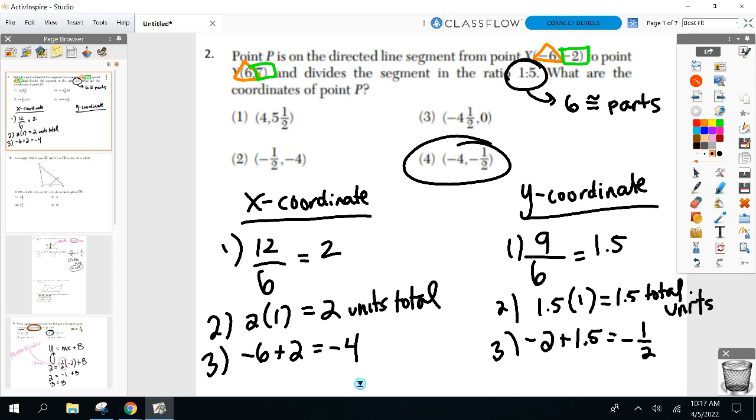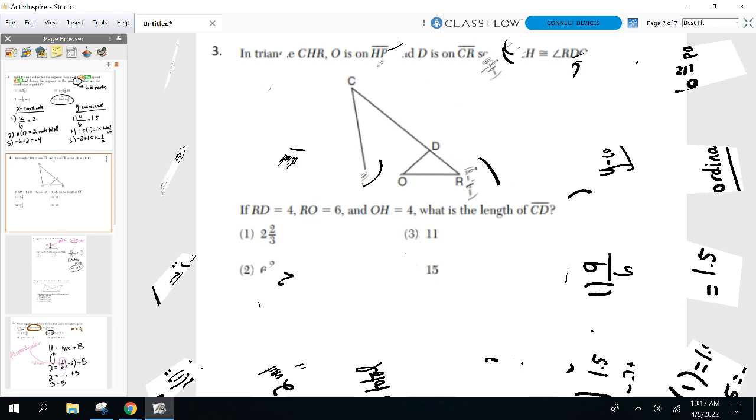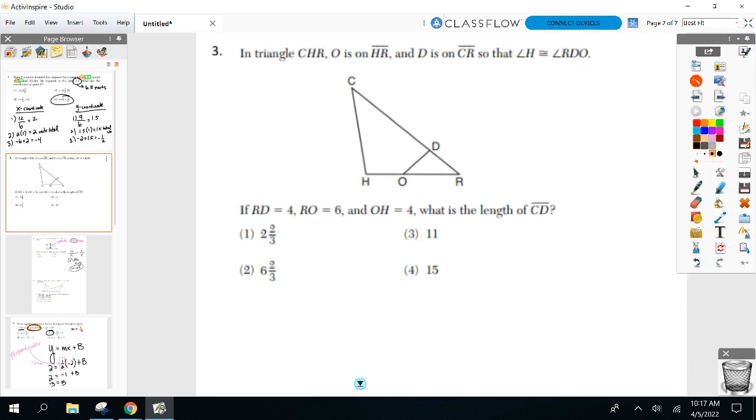Anything else? Go in. Romeo. Number 3. All right. Angle H is congruent to angle RDO. I have RD is 4, RO is 6, OH is 4. What's the length of CD?